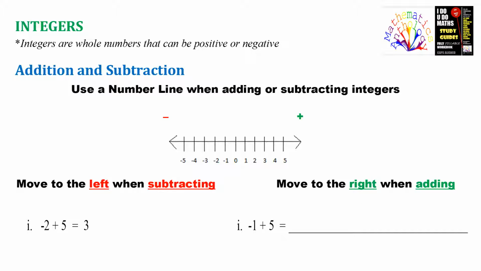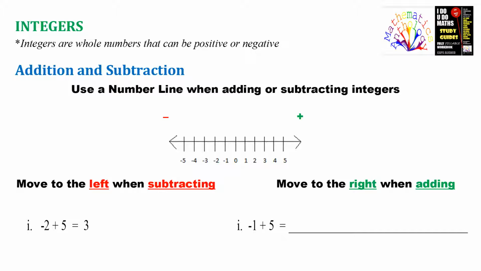We can now look at the aspect of integers. Integers are whole numbers that can either be positive or negative. Any whole number that can either be a positive number or a negative number, inclusive of 0. So let's start with addition and subtraction of integers.